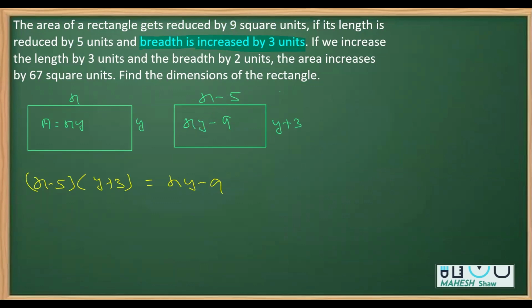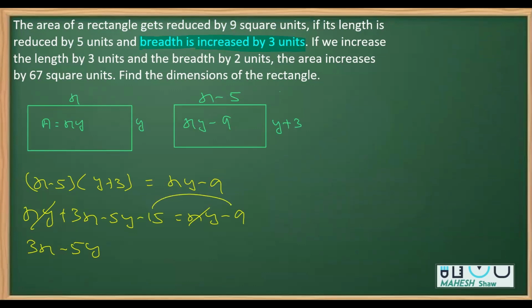Now let's simplify this to obtain a linear equation. x into y is xy, then x into 3 is 3x, minus 5 into y is minus 5y, and then minus 15 is equal to xy minus 9. We can say that xy gets cancelled, and therefore we get 3x minus 5y. On transposing minus 15 to the other side, it becomes positive 15 plus 9, which is 6. We got one equation here.